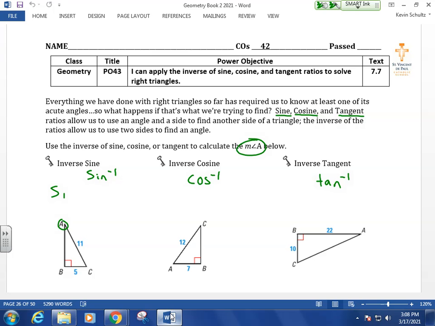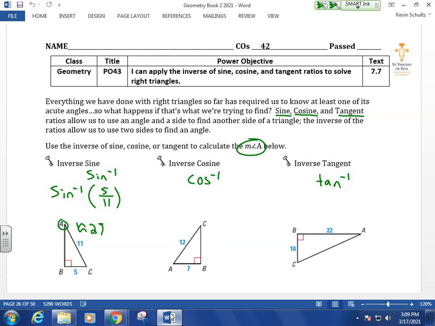So how we set this up: inverse of sine, opposite over hypotenuse. Sine to the negative first, inverse of sine, should be right above your sine button on your calculator. Make sure it's in degree mode, and then probably press the second function button. Sine negative 1 will appear along with a parenthesis, and then 5 over 11. Rounded to the nearest hundredth we get 27.04. Actually, we'll round to the nearest degree here, approximately 27 degrees.